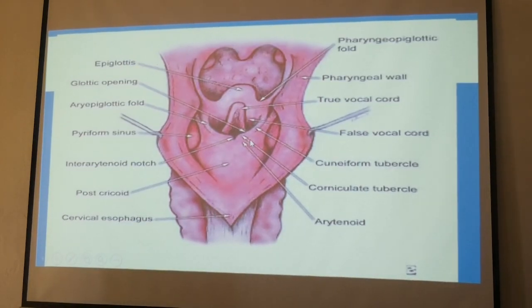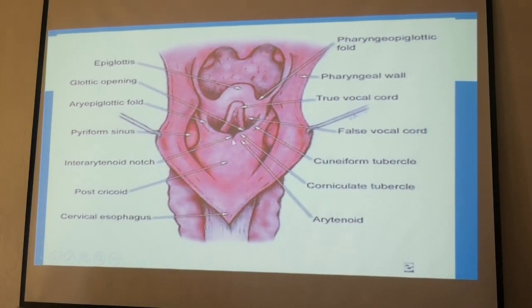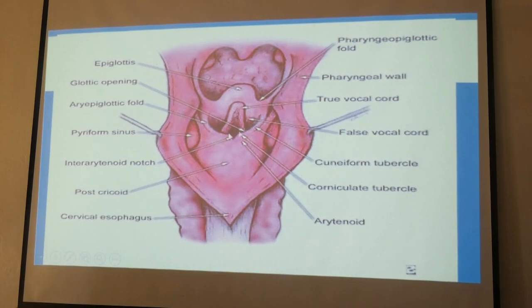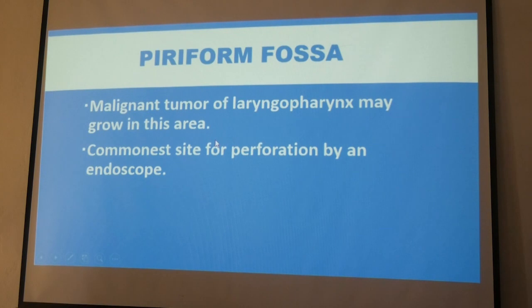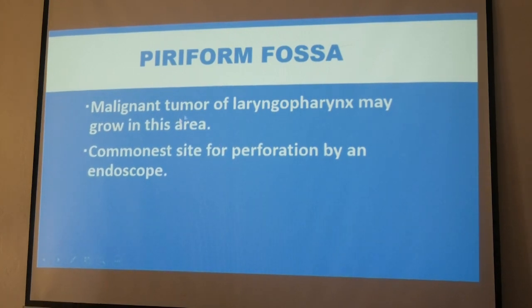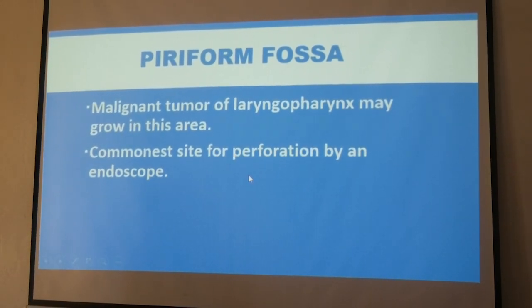So this is the pyriform fossa. See, this is the pyriform fossa, on both sides. There can be malignant tumor of the laryngopharynx, and it is the commonest site for perforation by an endoscope.